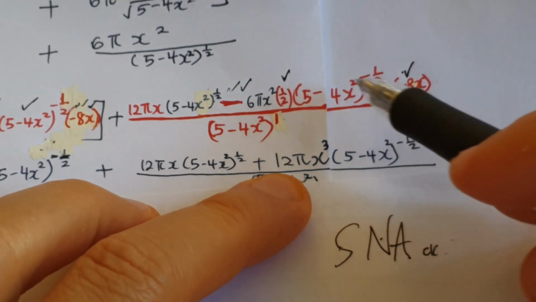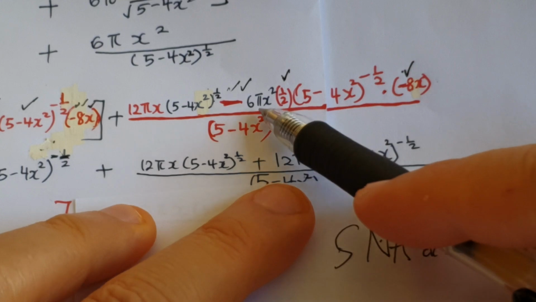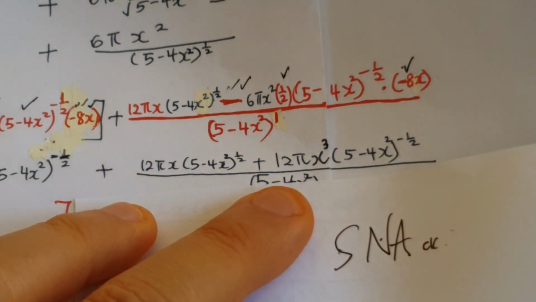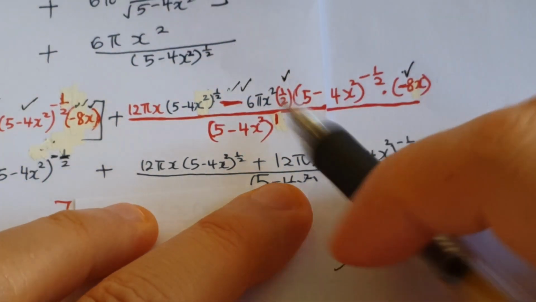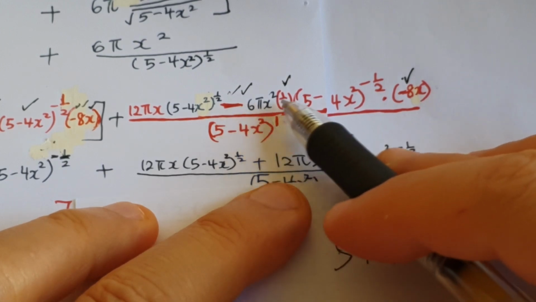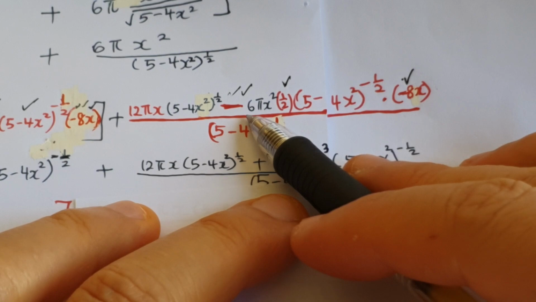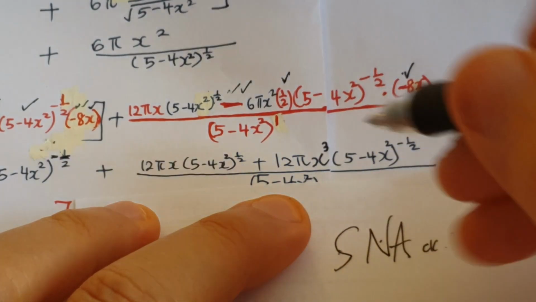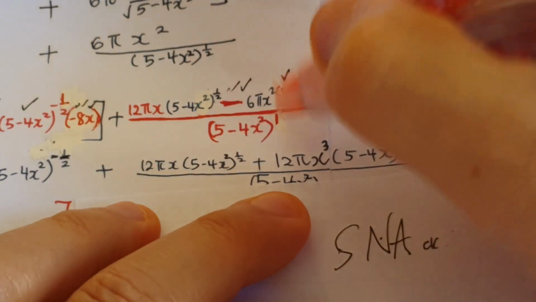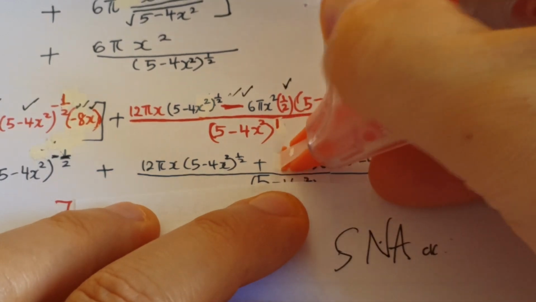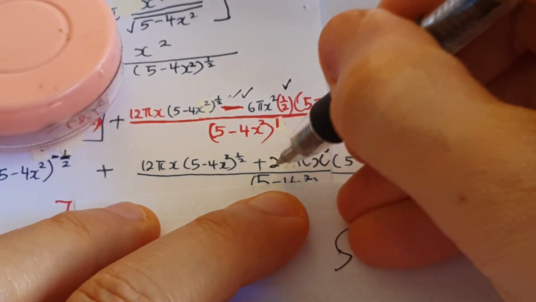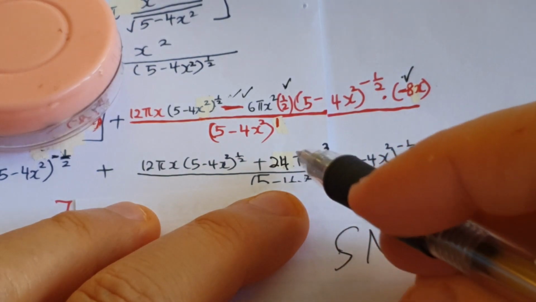Did I make a mistake? Yeah, I made a mistake, you see. I didn't check just now and I made a mistake. Minus 6 times half, you press calculator, is minus 3. Minus 3 times this, it should be plus 24. Okay, plus 24. So you should always check like what I'm doing now.